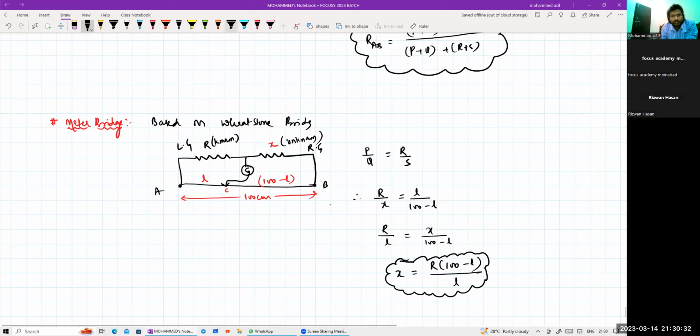This is the formula directly. Clear? So the meter bridge is based on what? The Wheatstone bridge. It has 4 resistors: L and 100 minus L. Who is playing the role of L? P is playing the role, and 100 minus L is represented by Q. So P by Q is equal to R by S, and who is playing the role of X right now? This will be equal to S. So in place of S put X, in place of P put L, and in place of Q put 100 minus L. Cross multiply. So the unknown resistance can be calculated by the formula X is equal to R into 100 minus L divided by L.